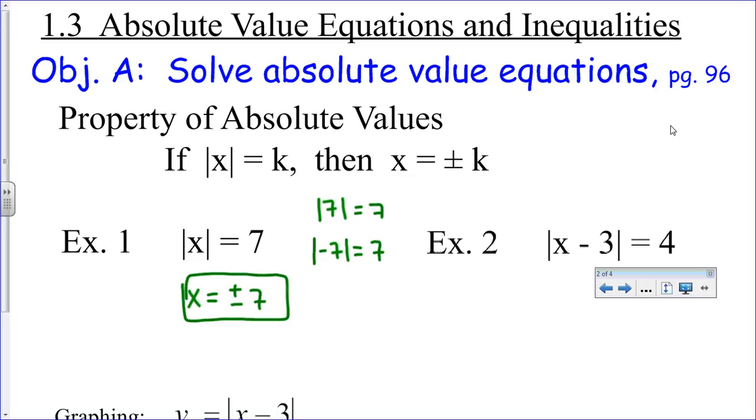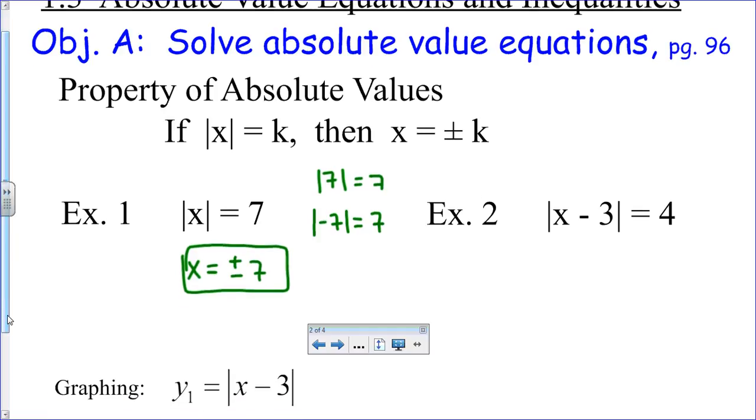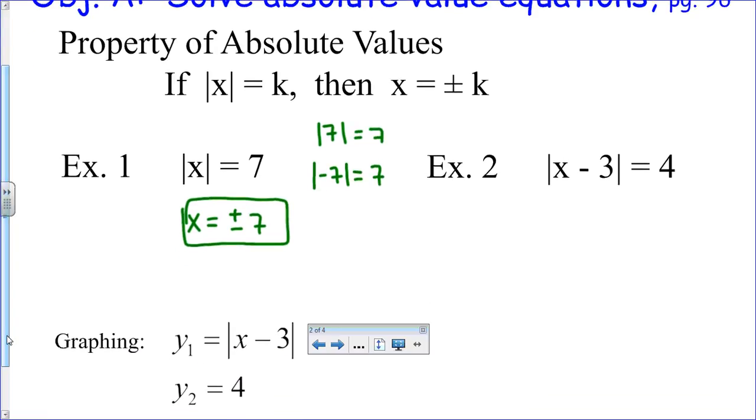All right, let's look at the second one here. So you cannot add 3 until you get rid of the absolute value. So this is incorrect. It is incorrect to do this. That is not right. And if you were to plug your answers back in, you would see that that is incorrect.